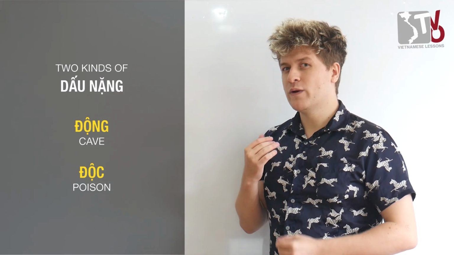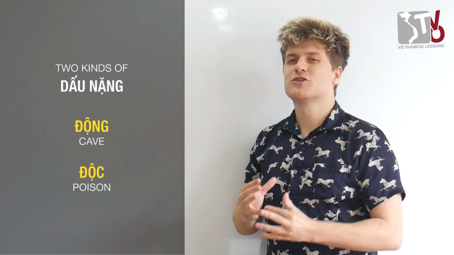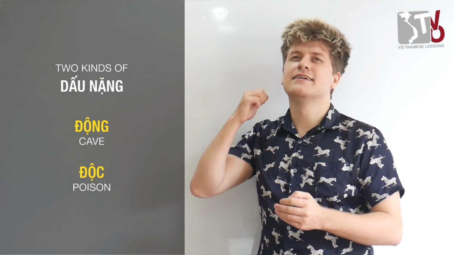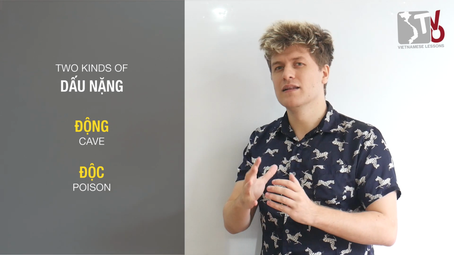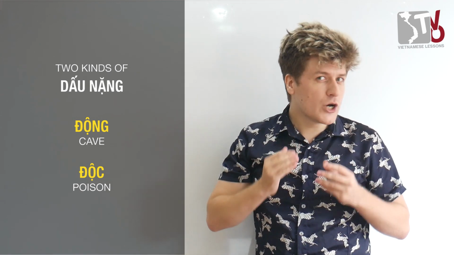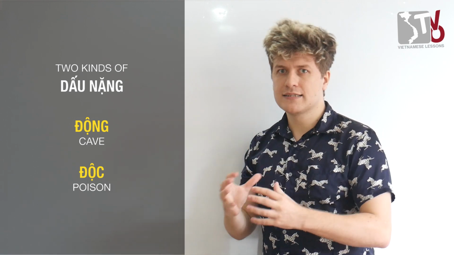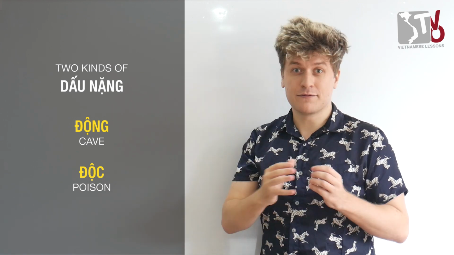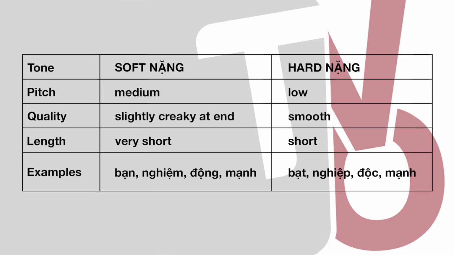So if they're both nặng, how could they have different pitches? Well, that's the point I'm trying to make. I want to say that the nặng on a soft syllable is actually a completely different tone to the nặng on a hard syllable, and you need to think of them as different tones. Here's a list of some of the differences between those tones.